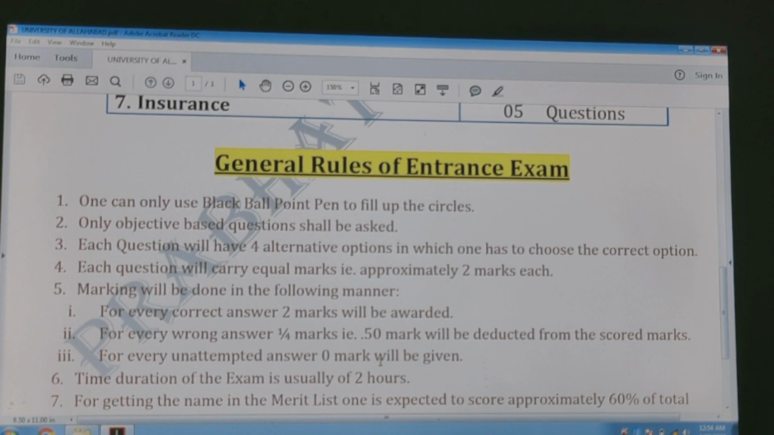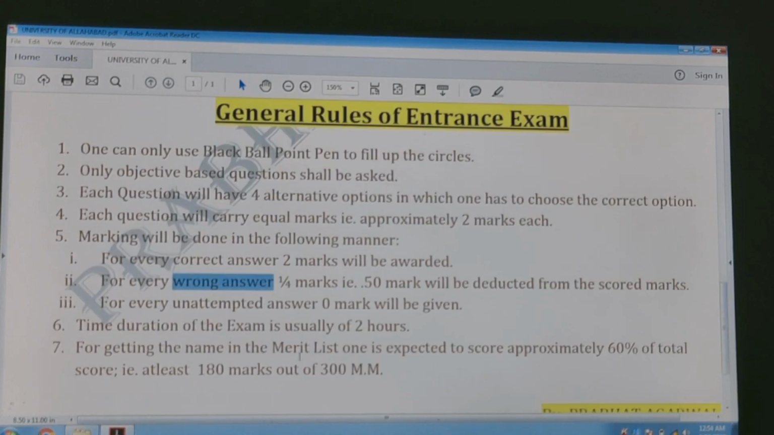Because if you don't attempt the answer, you will be given 0 mark. But if you attempt the question and it is wrong, 0.50 mark will be deducted. So it's better to score 0 mark by not attempting the answer rather than scoring minus 0.5 by giving a wrong answer. Coming on to the next point now.